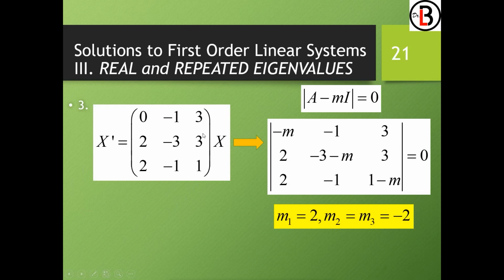And then x is the variable matrix. So again, what's the first step when you're given something like this? Always find the auxiliary equation. What's the purpose of the auxiliary equation? To solve for eigenvalues. Yes, very good. So in this case, when you get the determinant of the auxiliary matrix, you'll get 2, and then negative 2 repeated.